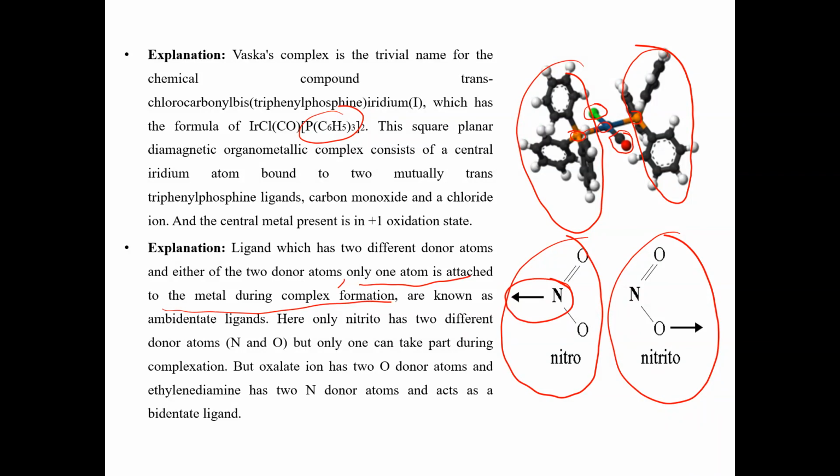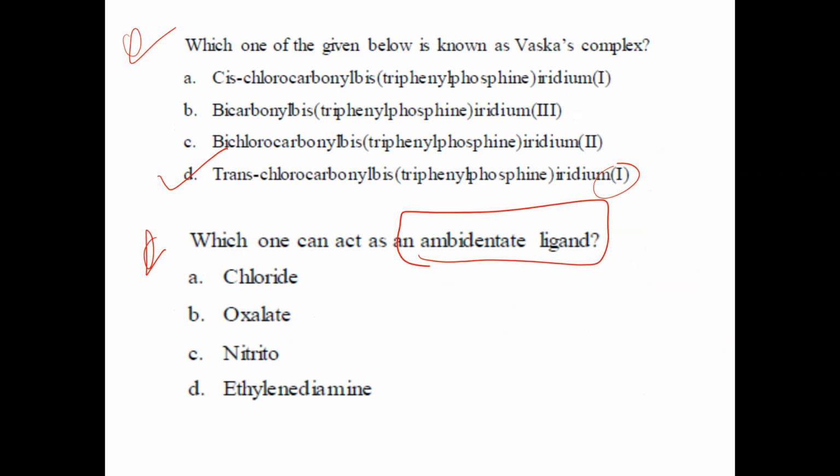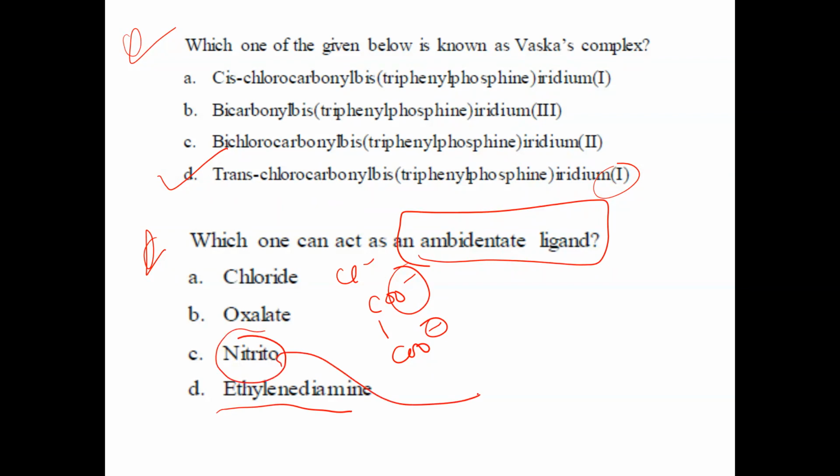Okay, so first you have to identify which ligand has two different donor atoms, right? In chloride it is only a single atom. Oxalate, this one, only oxygen is there. Ethylenediamine, only nitrogen is there, right? So in nitrito you have two options. The metal can coordinate with either nitrogen or oxygen. So this will be the ambidentate ligand, right?